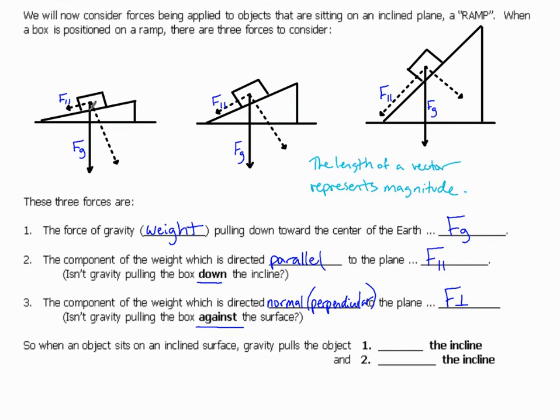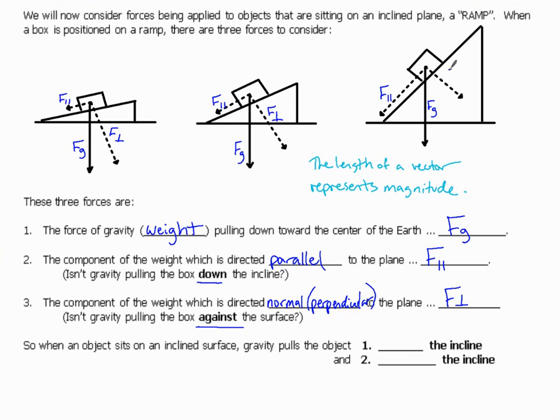So we have the weight. Part of the weight is pulling it down the ramp, and part of the weight is the force perpendicular, which is pulling the box against the ramp. The second one, here is the weight. Here is the force of the weight trying to pull it down. Force perpendicular is the component of the weight holding it against the surface.